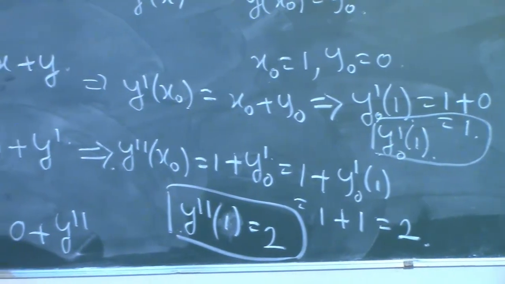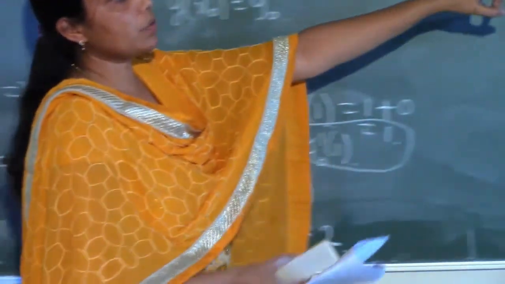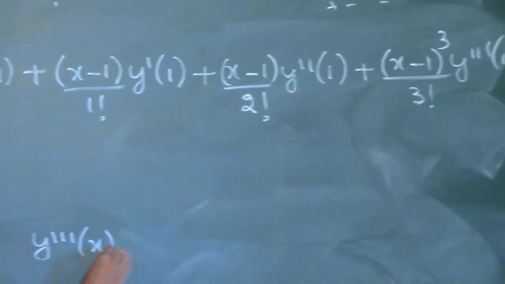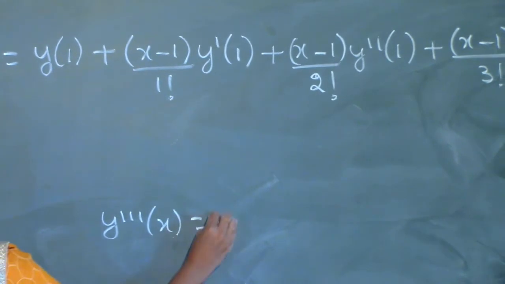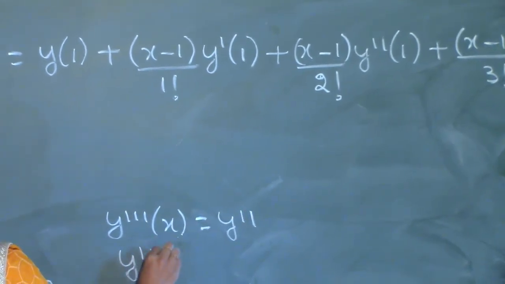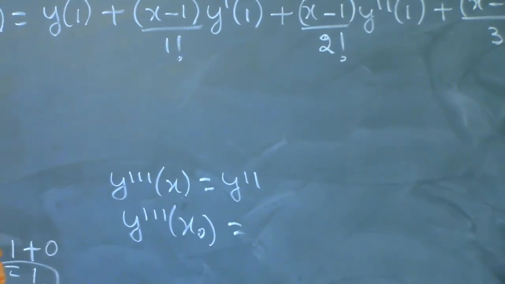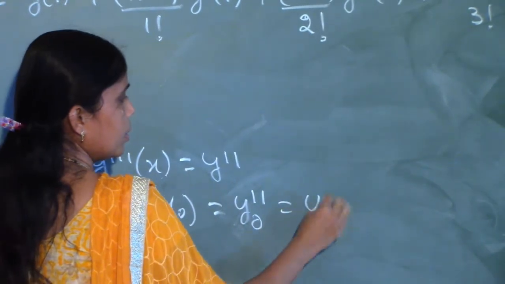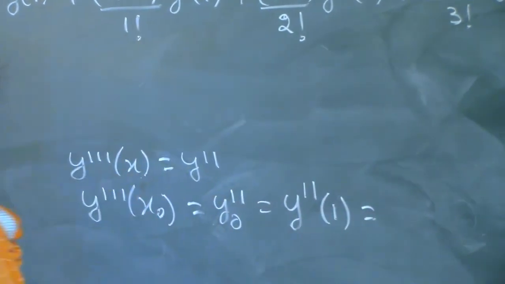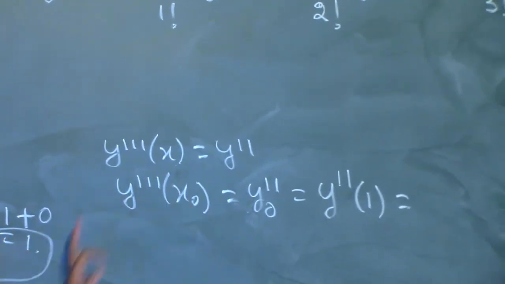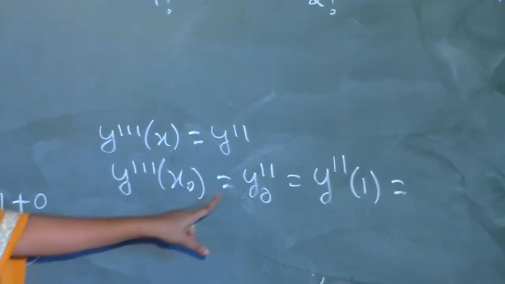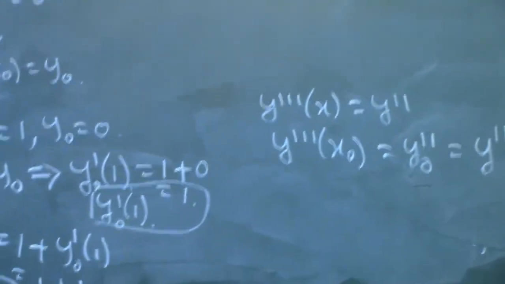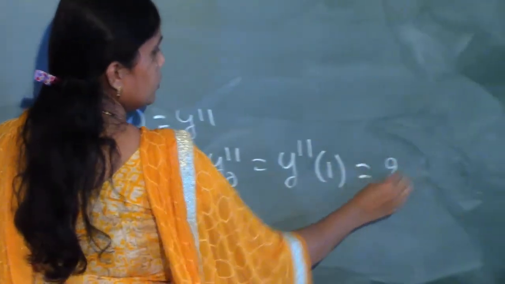Now similarly find out y triple dash of 1 value. So here we need y triple dash of 1. Y triple dash of x is y double dash. At x is equal to x naught, this will become y triple dash of x naught and this will become y naught double dash or y double dash of 1, because we are finding the value of y at x is equal to x naught. So y triple dash of x naught is y naught double dash. This is equal to y double dash of 1. So y double dash of 1 value is 2. So this is equal to 2.